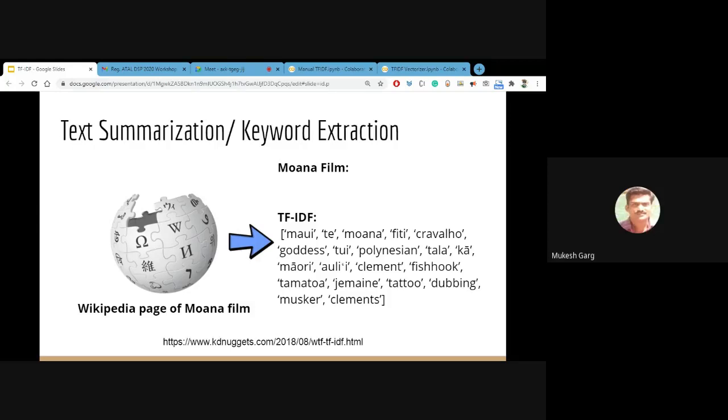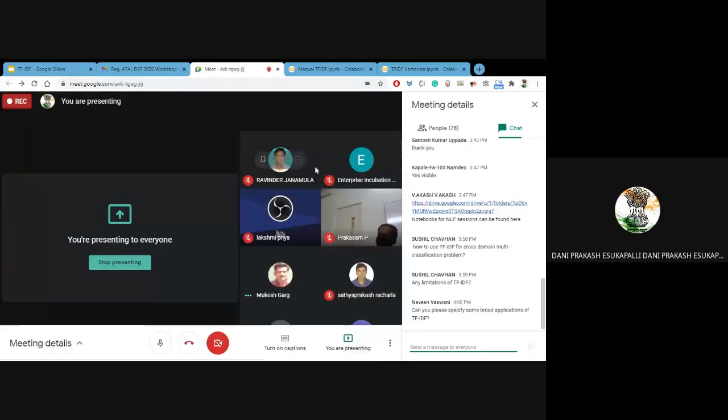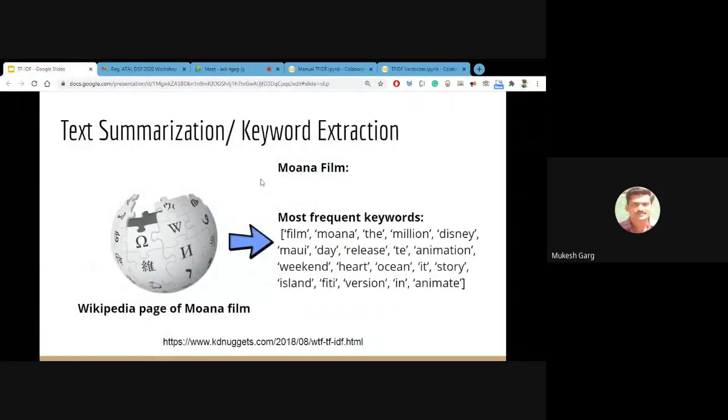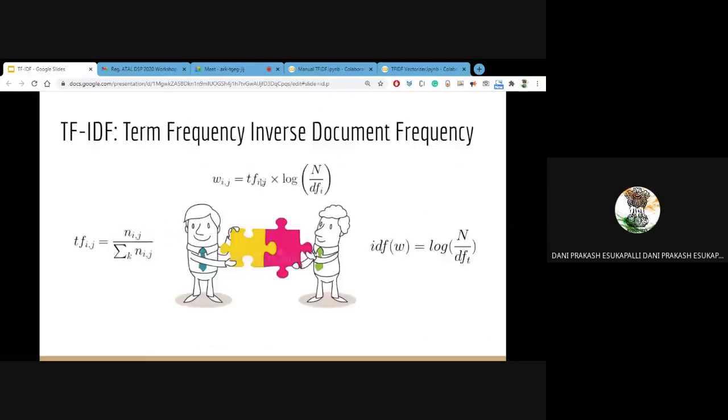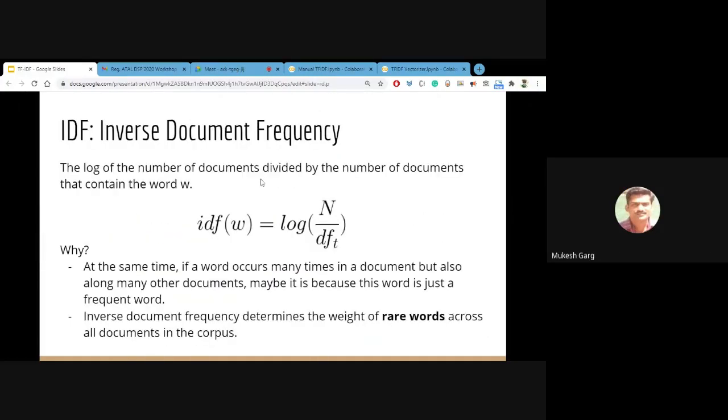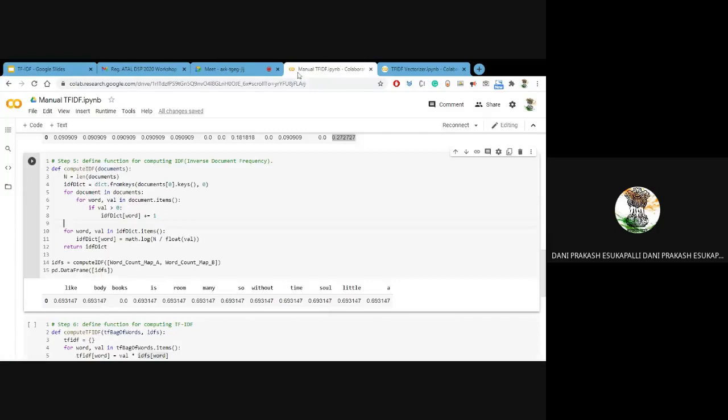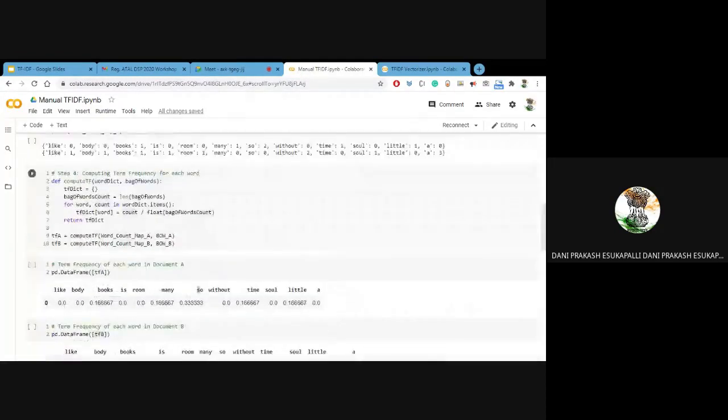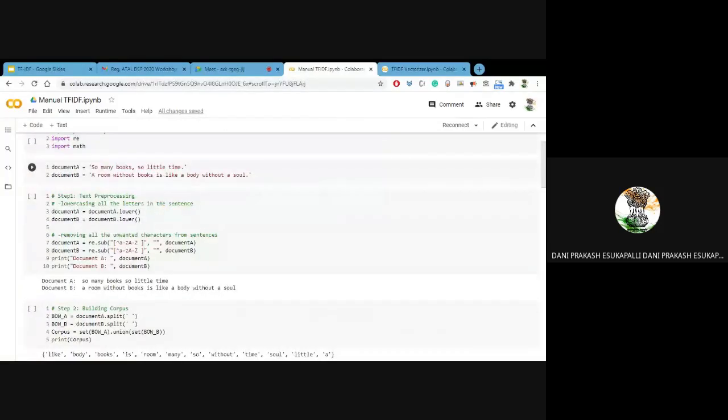Excuse me, sir. Yes, sir. IDF means if the term is available in other documents, then we will give less weightage according to IDF. If it is present in more documents, we will give less weightage. See, you can see here.